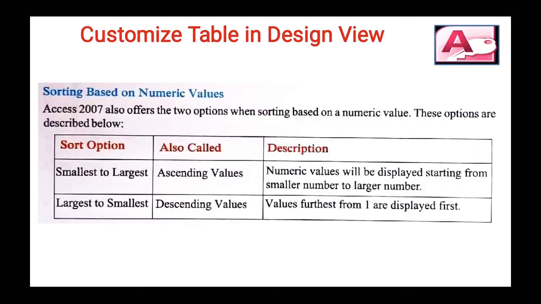Sorting based on numeric values. Smallest to largest, ascending values: numeric values will be displayed starting from smaller number to larger number. Largest to smallest, descending values: values furthest from 1 are displayed first.